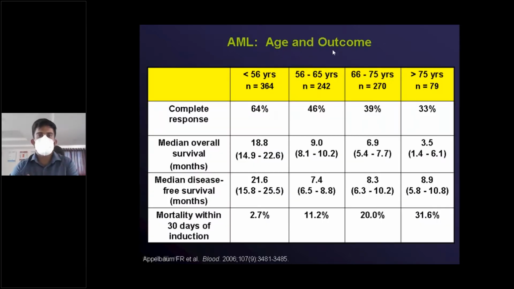Here you have the age and outcome of AML. Complete response in those less than 65, for example 56 years, is 64%. It decreases gradually with greater than 75 years. Median survival in months is also decreasing. Disease-free survival is also decreasing, and mortality within 30 days of induction is very high in those greater than 75 years. So age is one of the very important prognostic factors.